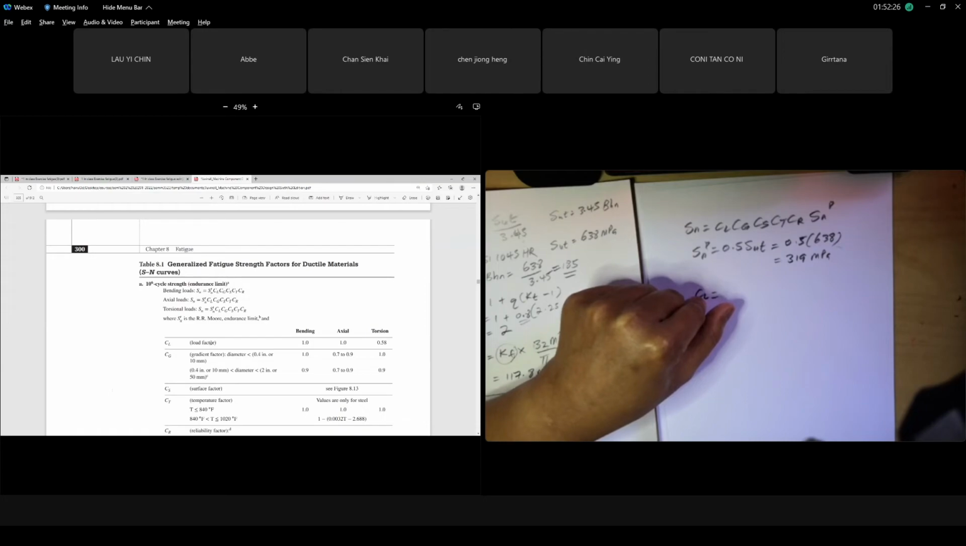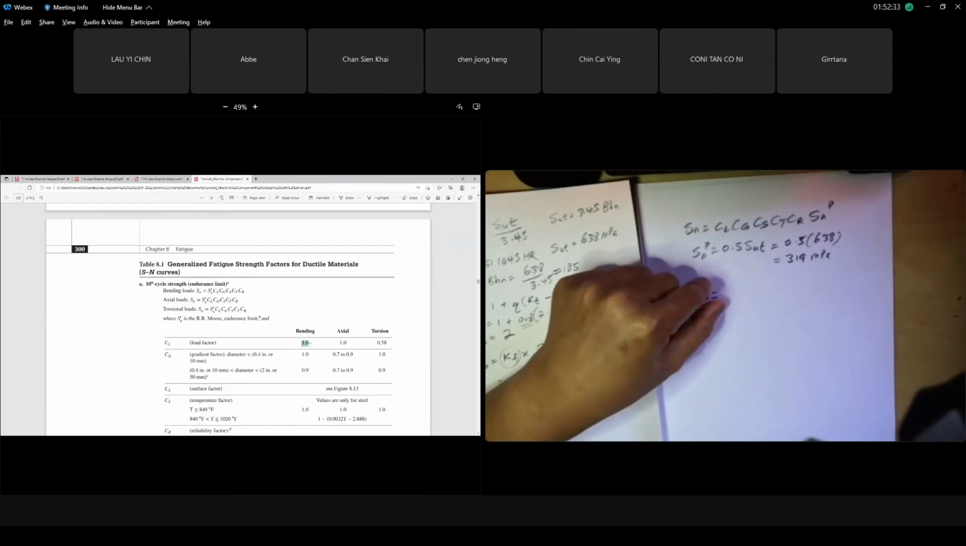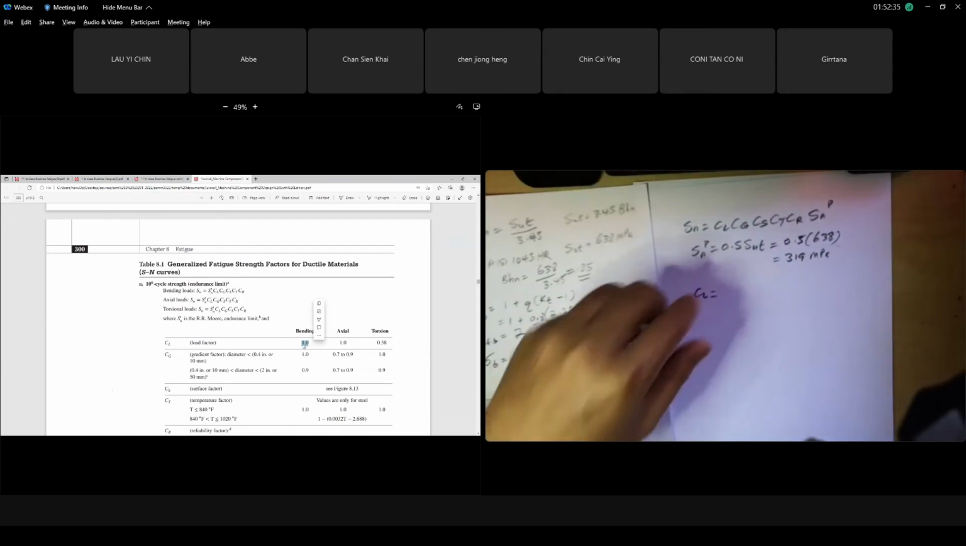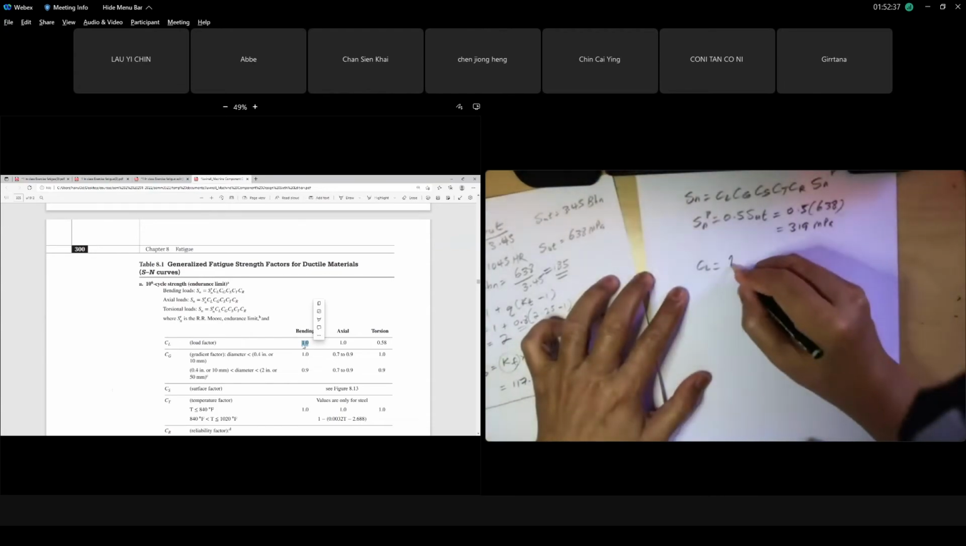Sometimes students will ask, which one do I use, sir? Is it bending? We have axial, we have torsion. Because bending is bigger than axial, we go for 1. Can you see my textbook, guys? So your CL is 1, okay?